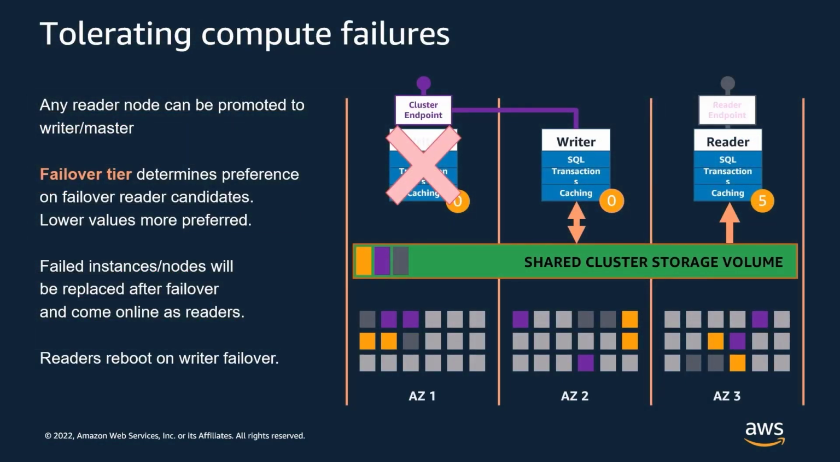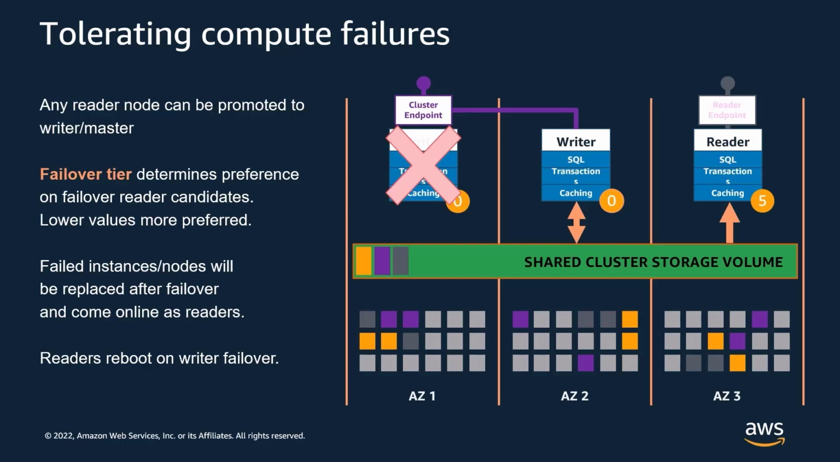So what happens if the writer instance fails for some reason? It could be a network issue, or it could be a hardware failure, or something else. How does Amazon Aurora respond? In case of a failure of the writer node, any surviving reader node can take over the role of a new writer. This failover is done automatically, and it does not need any intervention or manual steps. When the old writer becomes available again, it will come online as a reader.